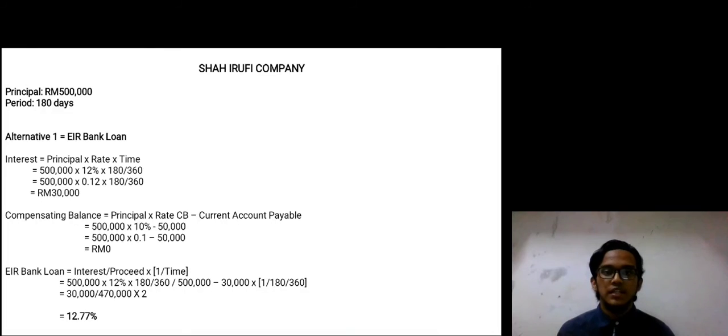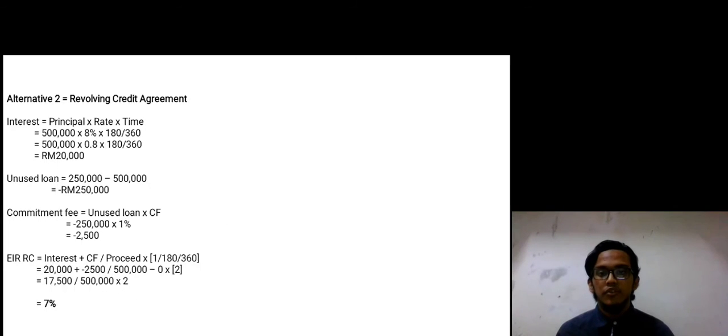We proceed to the second alternative, which is a revolving line of credit of RM 250,000 with a 1% commitment fee on the unused fund and an 8% interest rate. Alternative 2 is using the revolving credit agreement method. The interest we get is RM 20,000 with a commitment fee of negative RM 2,500. The EIR we get is 7% for alternative 2, which is lower than alternative 1.